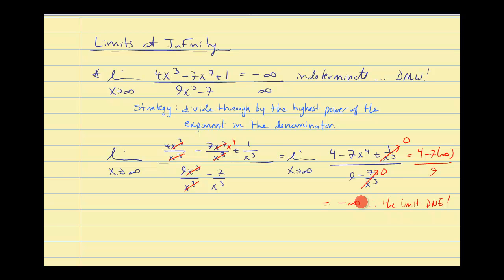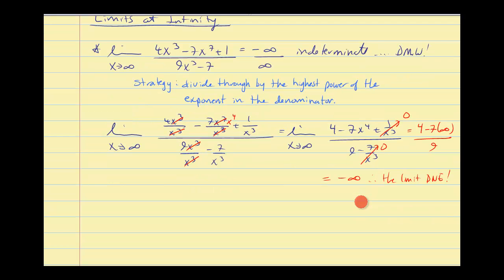So what shortcut rule could we come up with here instead of doing all this work of dividing through by the highest power of the exponent in the denominator? Well, the key to the shortcut rules is to look at the highest power of the exponents in the denominator and the numerator. So here the highest power of the exponent in the numerator is 7. Here the highest power of the exponent is 3 in the denominator. So for this case, the degree in the numerator is greater than the degree in the denominator.